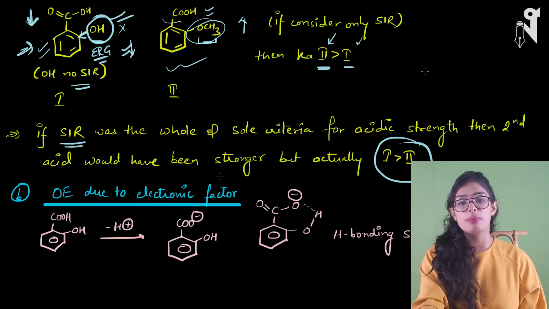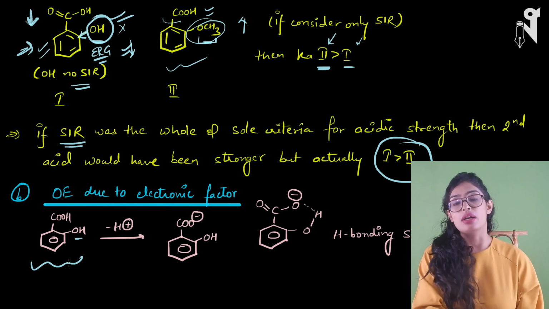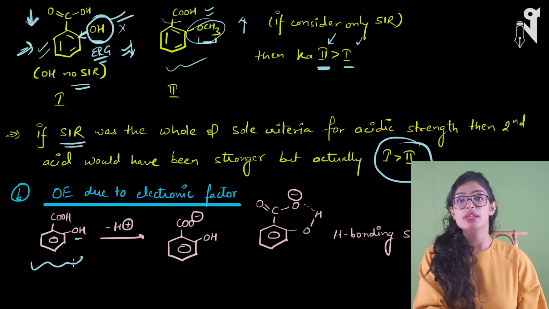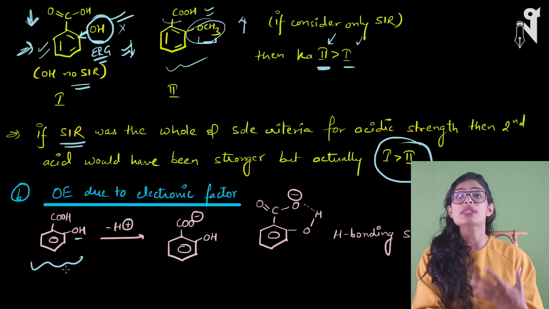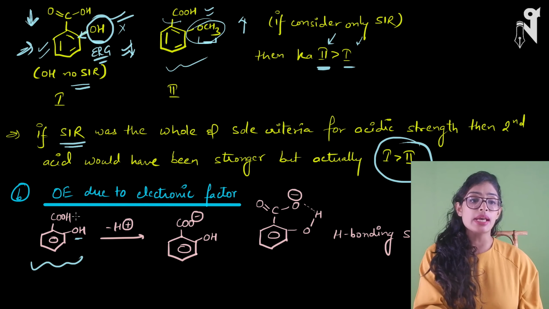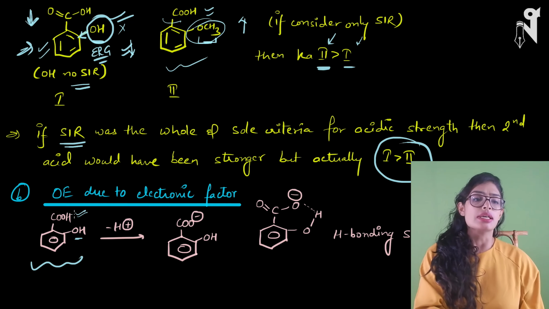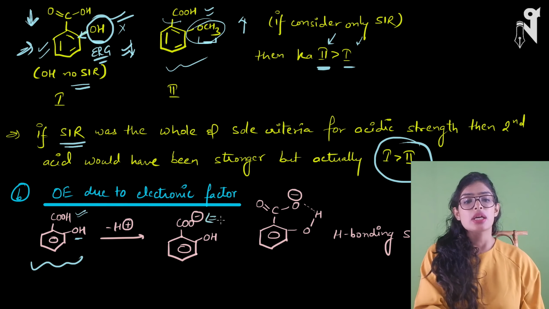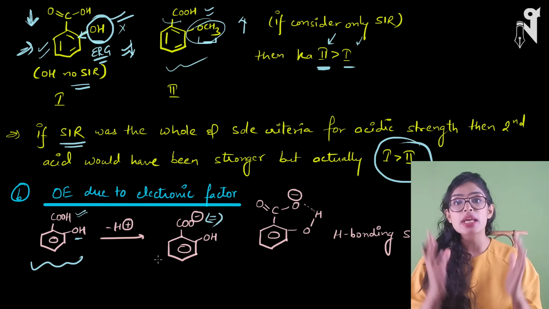I'll explain to you. Your benzoic acid with OH is more acidic than OCH3. Though OH is not giving you any SIR, and it is electron releasing, the idea is that the acidity should be lesser. But what exactly happens? Let's see what happens in its conjugate base. Once the ortho hydroxy benzoic acid kicks out its hydrogen, this is what you will get as a conjugate base. And this conjugate base is highly stable.